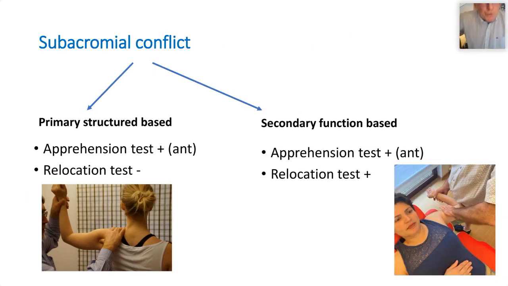And then another clinical reasoning option over here. Is it primary structure based or is it secondary function based? Then you can compare those two tests, the test in standing and the test in lying, and you do the relocation test as I described earlier. Okay?